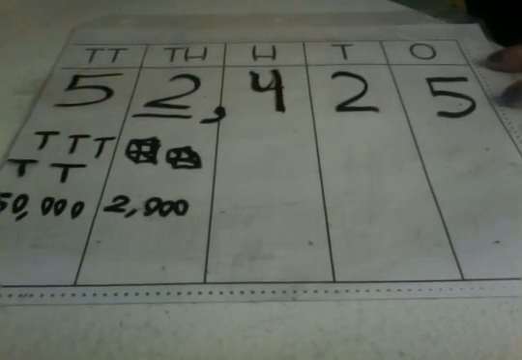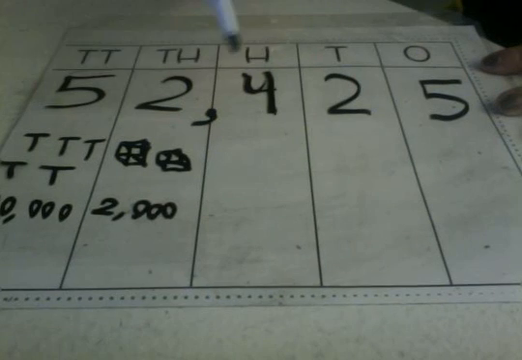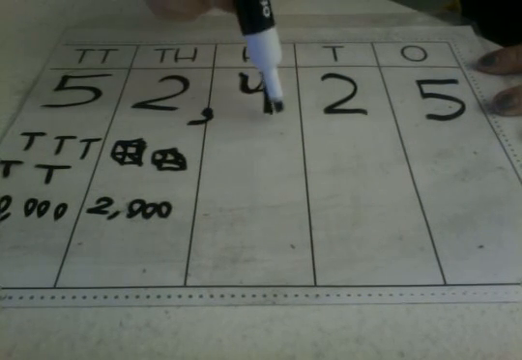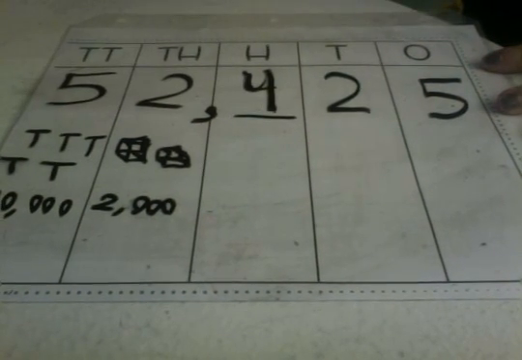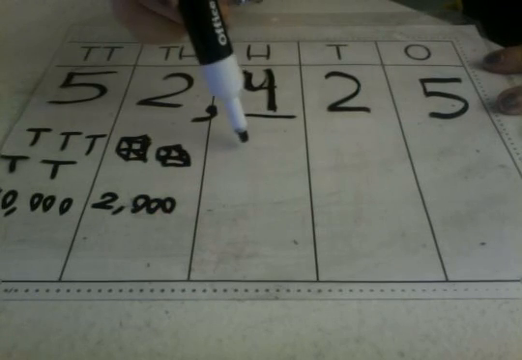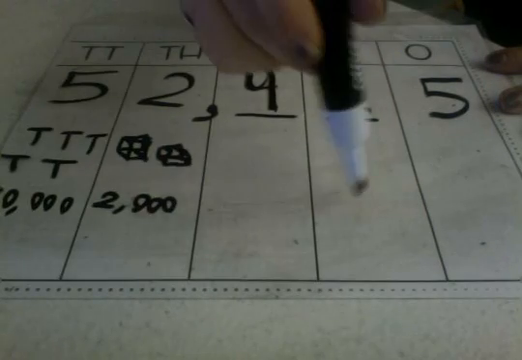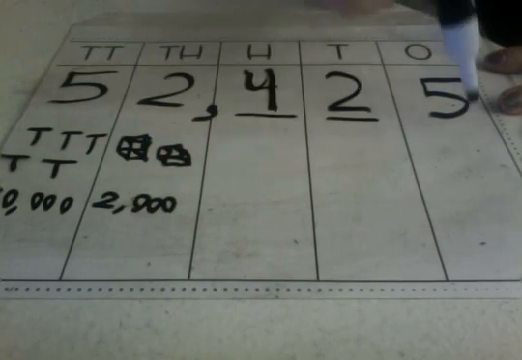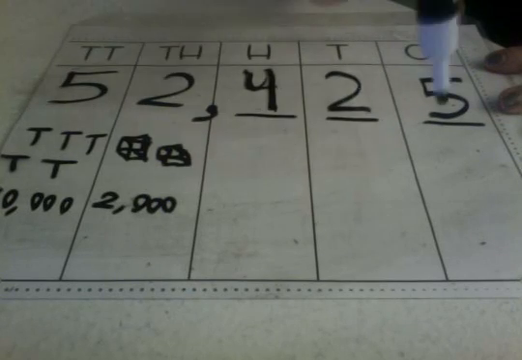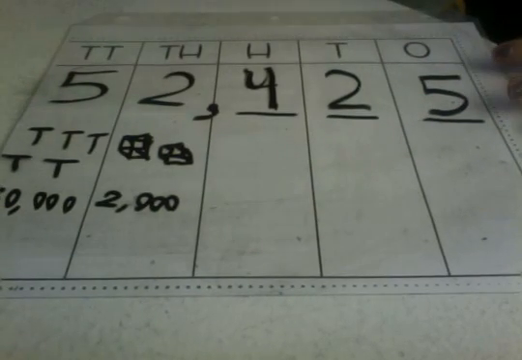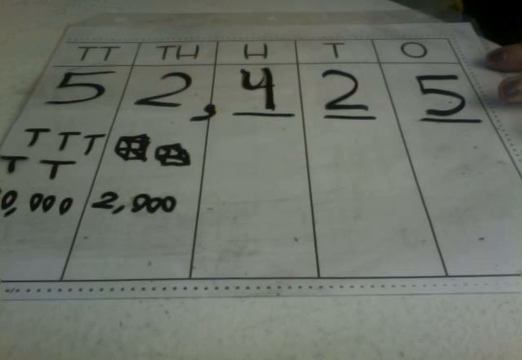Okay, so now what your assignment is here is I want you to do the value of the hundreds place, draw your model, give me the value, do your tens place, draw the model, give me your value, draw the ones place, draw your model, and give me the value. Pause the video, do your assignment, and come back and check your work.